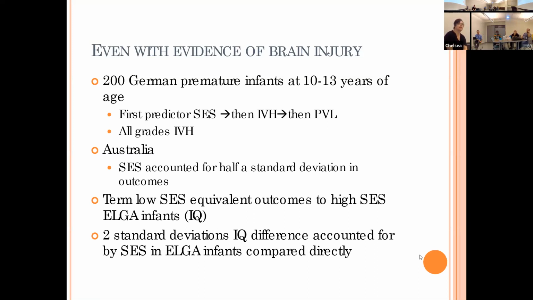So even our really little kiddos, a term infant living in poverty is going to have equivalent IQ outcomes to a high SES infant. And when we compare low SES ELGA infants to high SES ELGA infants, you get two standard deviations in IQ, which is how we define a poor neurodevelopmental outcome in a preterm infant.